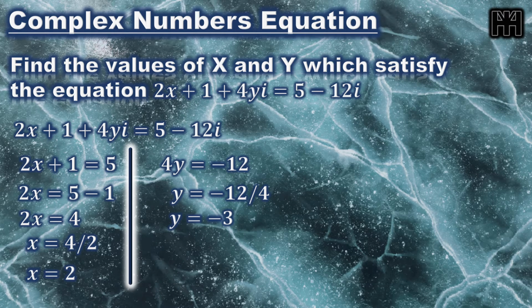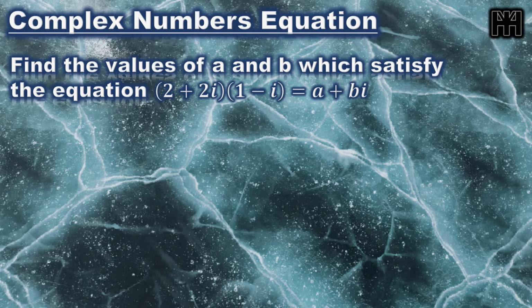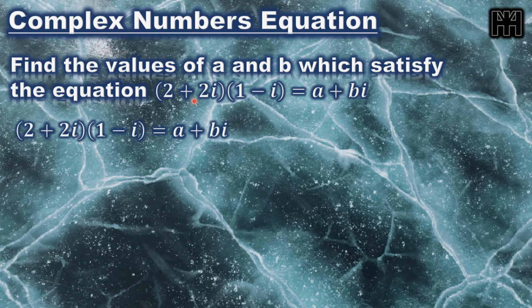Okay. Find the value of a and b which satisfies the equation 2 plus 2i multiplied by 1 minus i equals a plus bi. Now, the right hand side is in the standard form, but the left hand side is not in the standard form, so we must make it in the standard form. We'll use FOIL here to simplify the left hand side.